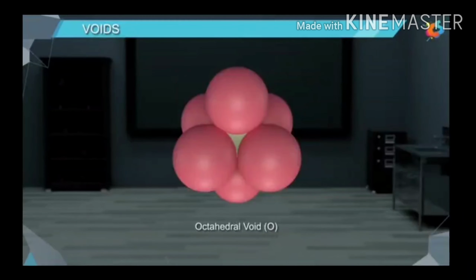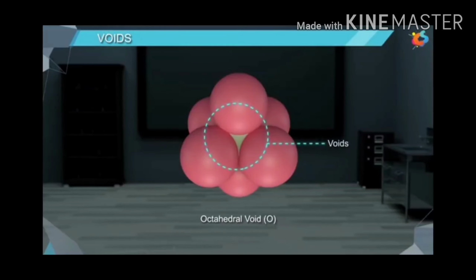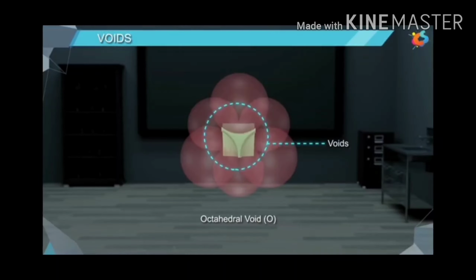And similarly we can see the octahedral void also. See here, there are four atoms on one layer and one atom above and one atom below. So this is how the octahedral voids are formed.